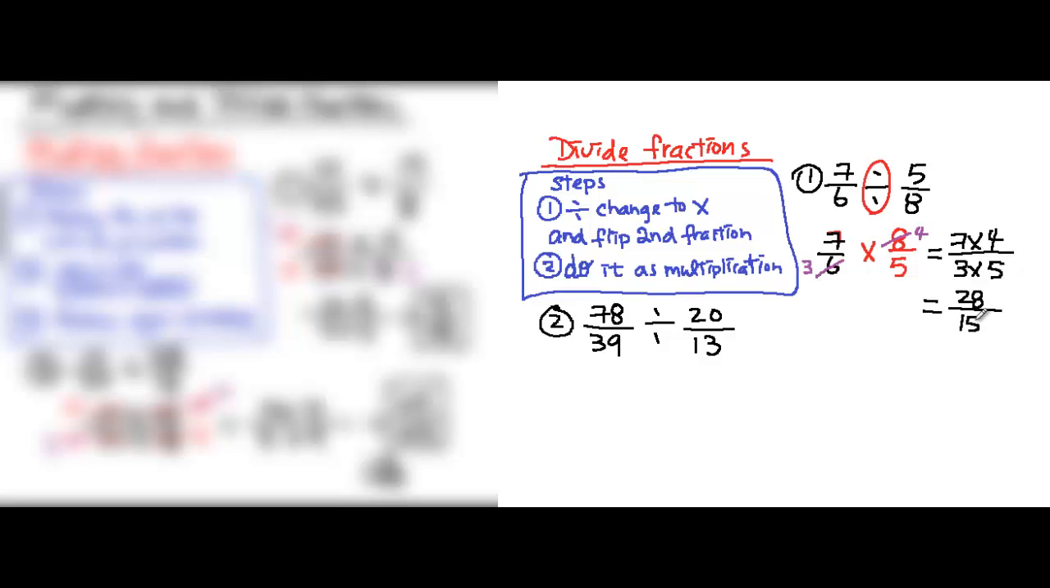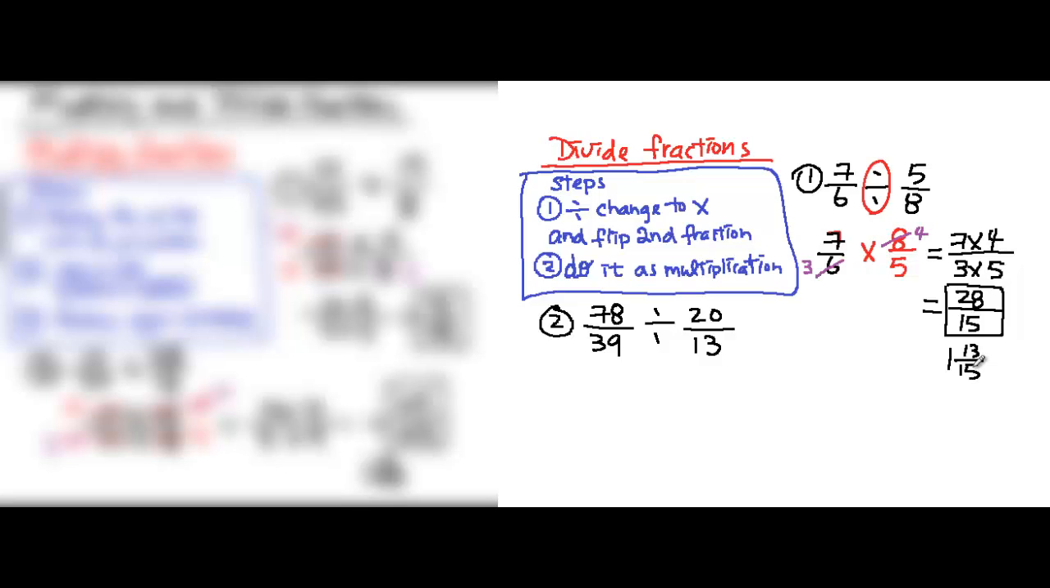So again, an improper fraction would be acceptable. But if you want to change it to a mixed fraction, that would be okay too. What would that be? That would be 1 and 13 over 15. Okay, so both of them are okay.